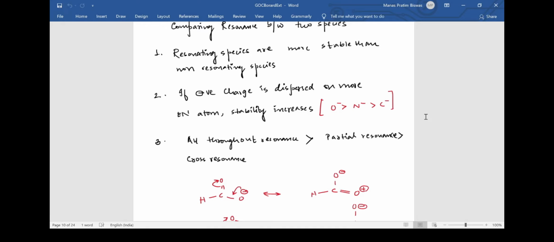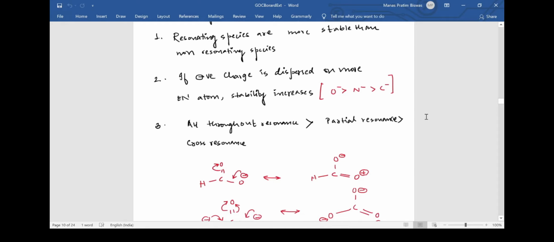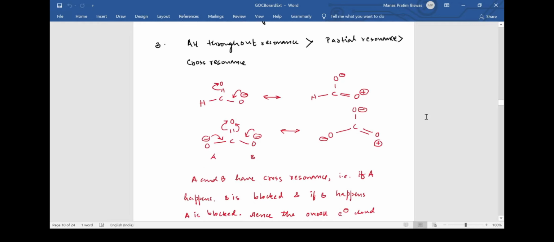The third point says that all-throughout resonance is more favorable than partial resonance, and it is still more favorable than cross resonance. I have taken an example to convey this point to you. Suppose I am taking HCOO minus, and this O minus can get transferred from here, and then this will move up here. So this is creating the structure, and in contrast to this, I have taken another molecule, that is CO. We are having the same molecule.